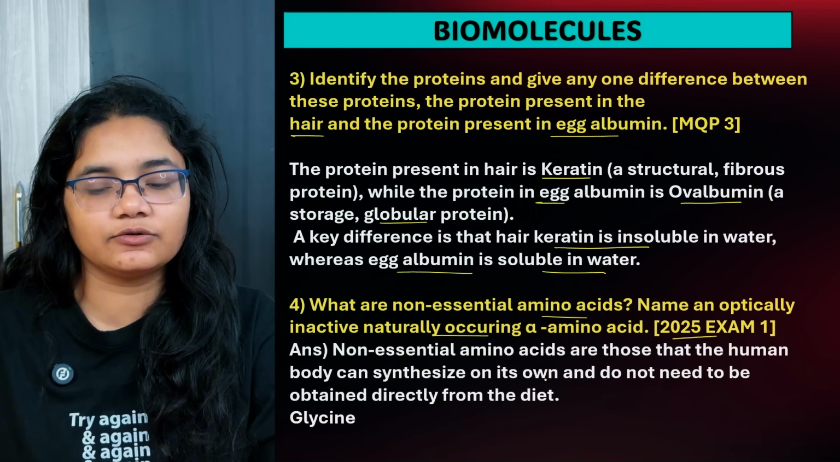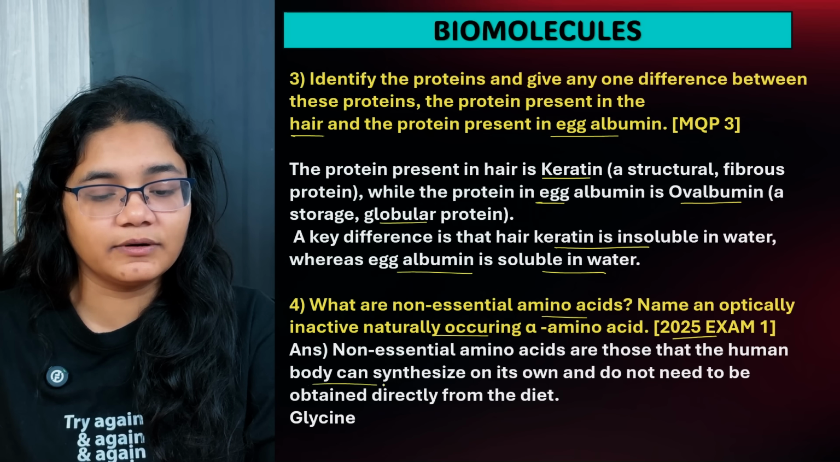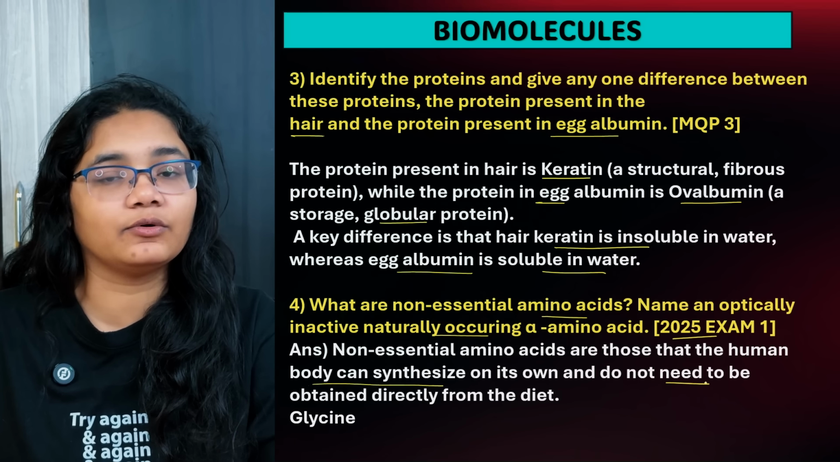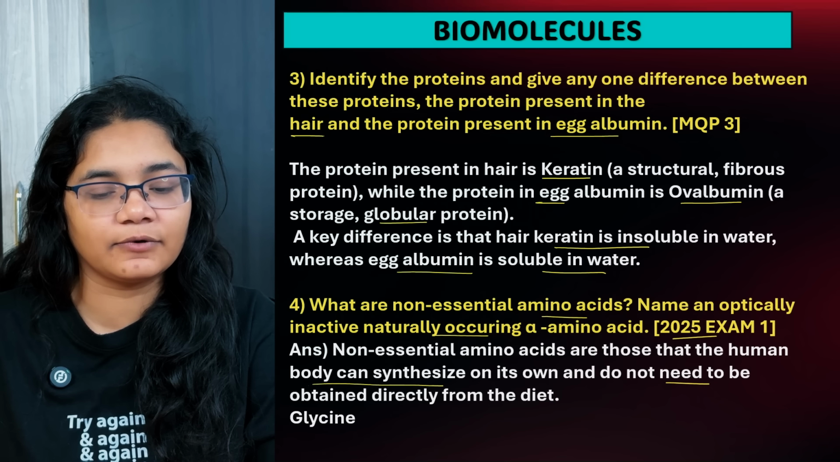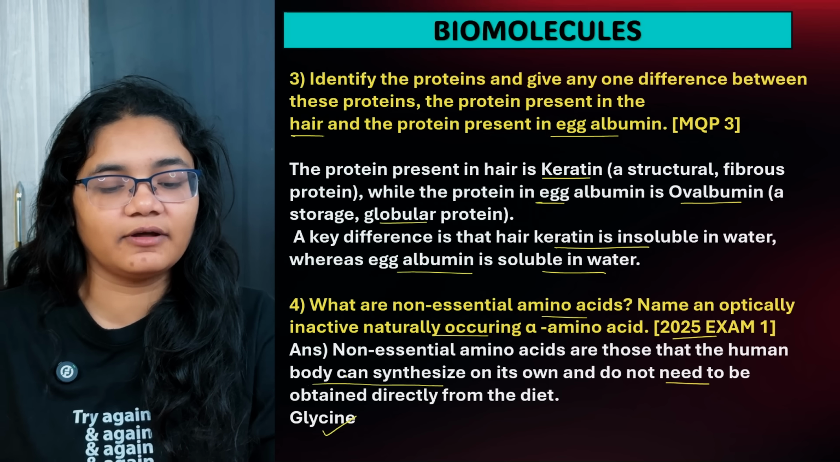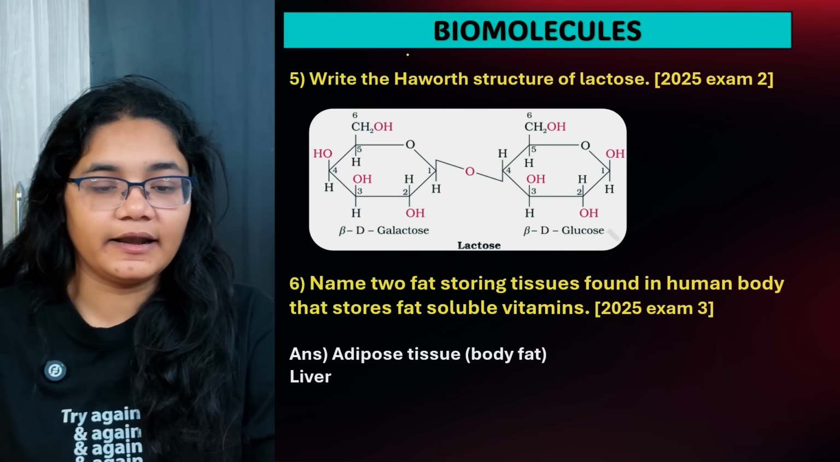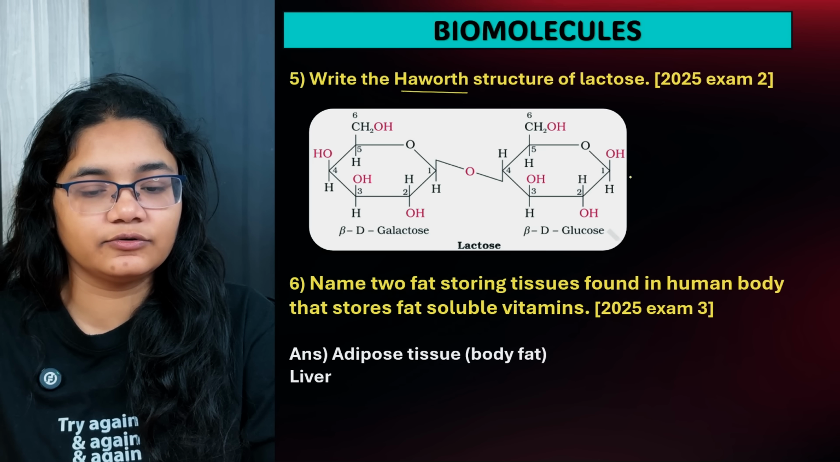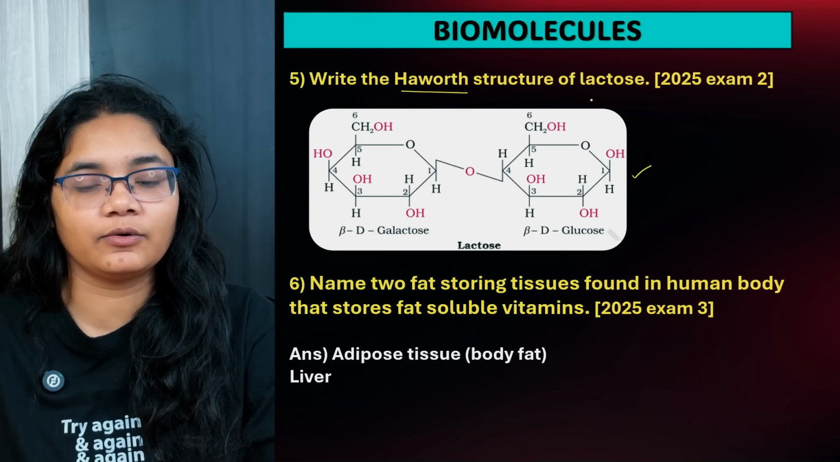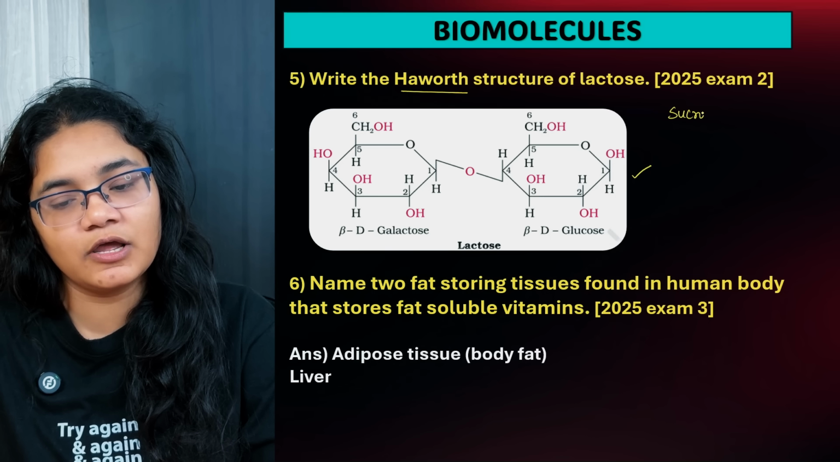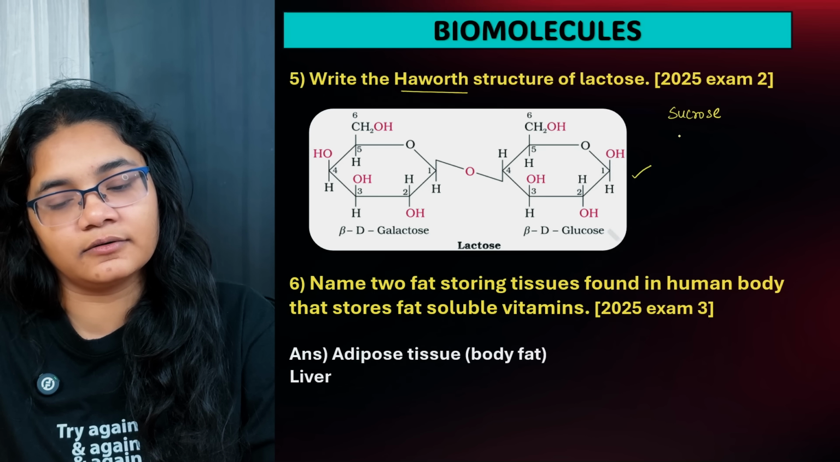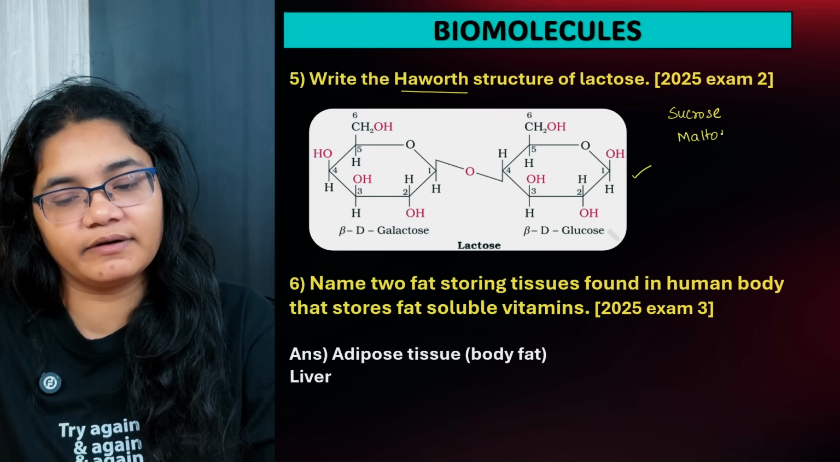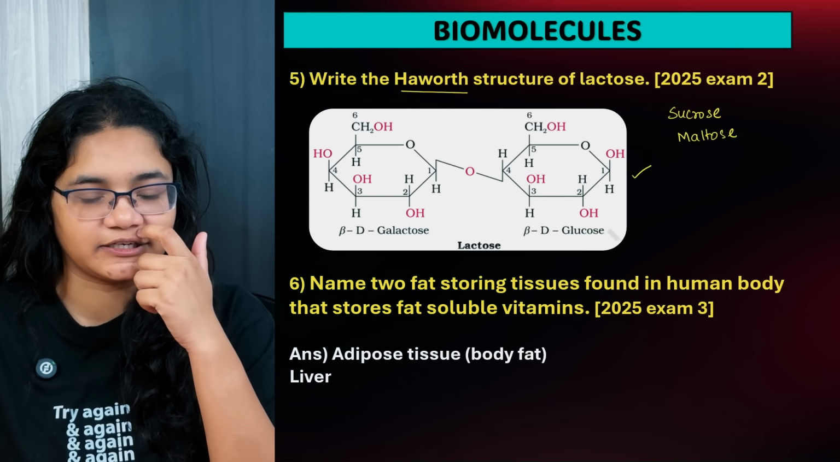So non-essentials are those that the human body can synthesize on its own and do not need to take from the diet. Example of an optically inactive amino acid is glycine. Next, draw the Haworth structure of lactose. This is the structure, very, very important. Similarly, you should also prepare for sucrose and maltose structure. We will discuss it in the future questions as well.